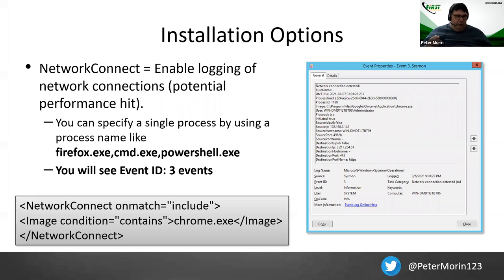For example, if I'm looking for firefox.exe or powershell.exe, I can do a network connect on match. You can see down here, network connect on match includes image condition contains chrome.exe. This says that anytime there is a network connection that includes an image whose name contains chrome.exe, I want to log that. As you can see in the event monitor, my chrome.exe is logged. In the same way, you can also exclude things. If you don't want to see Chrome because there's so much chrome.exe log traffic, you can exclude it as well.